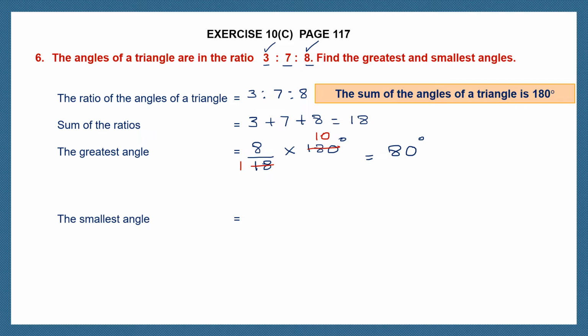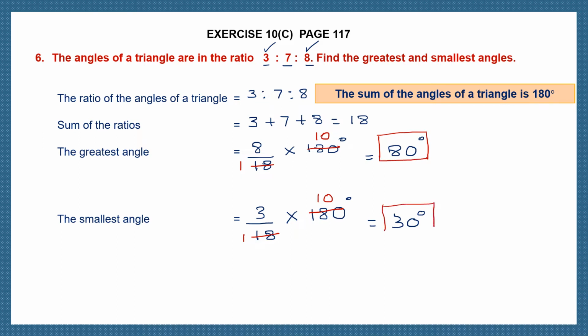Now let's find the smallest angle. We take the smallest term in the ratios, which is 3, divided by the sum of the ratios, multiplied by the sum of the angles of a triangle, 180 degrees. Now let's cancel. 18 ones are 18, 18 tens are 180. Let's multiply the numerators. 3 into 10. 3 tens are 30. So the smallest angle is 30 degrees. So we found the greatest angle to be 80 degrees, and the smallest angle, which is 30 degrees.